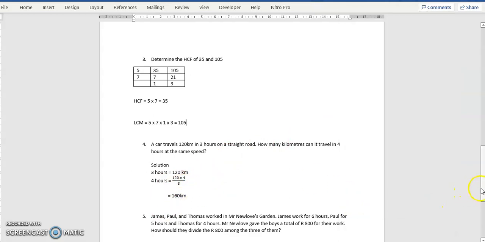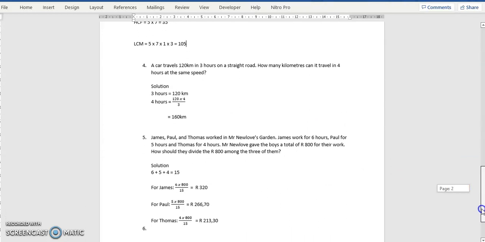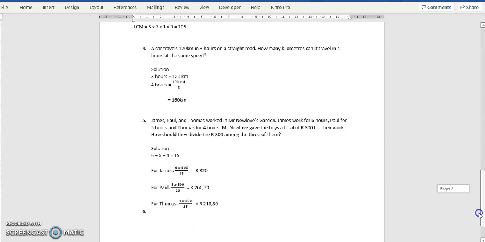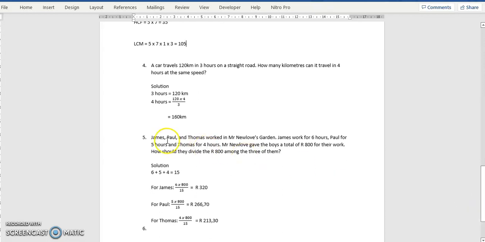Okay. Then the next one, we have this one. I want us to go through this. James, Paul, and Thomas worked in Mr. Newlove's garden. James works for 6 hours, Paul for 5 hours, and Thomas for 4 hours. Mr. Newlove gave the boys a total of 800 rand for their work. How should they divide the 800 rand among themselves?